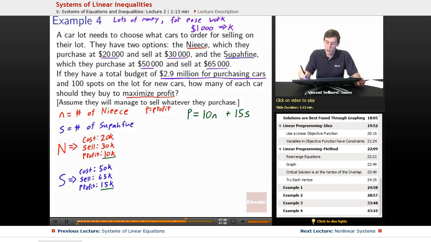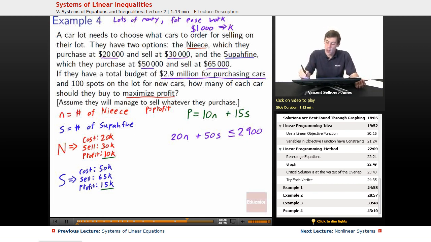So if it's $2.9 million for purchasing cars, well, each nice that we buy is going to be 20n, and each superfine that we buy is going to cause us to spend 50s. So 20n plus 50s is how much we've spent on cars. Now they can spend up to 2.9 million, right? So 20n plus 50s has to be less than or equal to their total budget. And their total budget is 2.9 million, which we can write out as 2,900, because 2.9 million is the same thing as 2,900,000. So since we divided everything by 1,000, we're now dealing with 2,900.